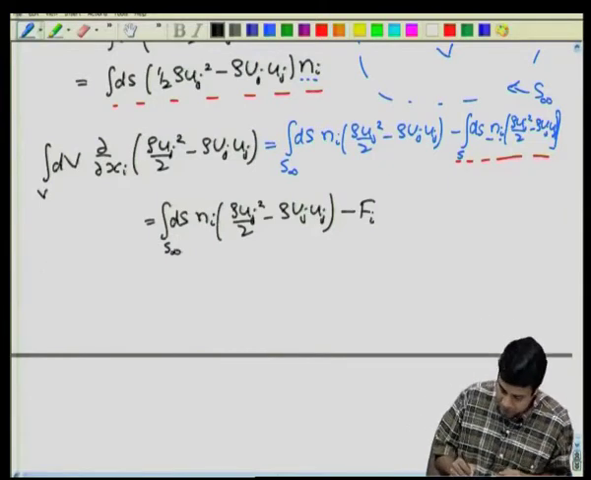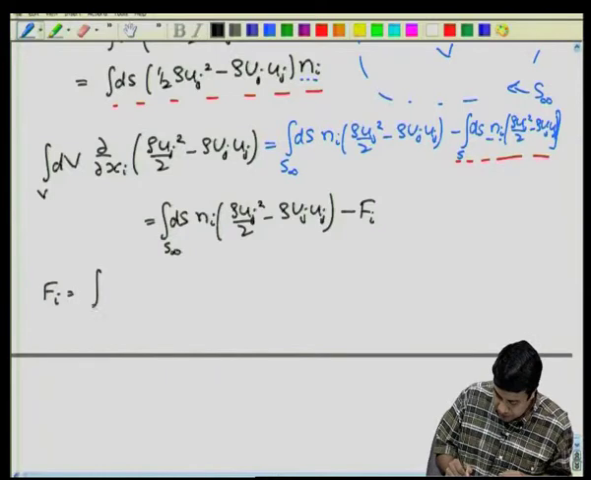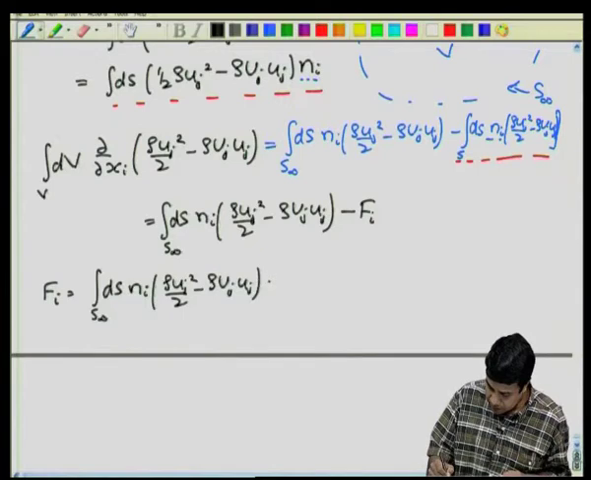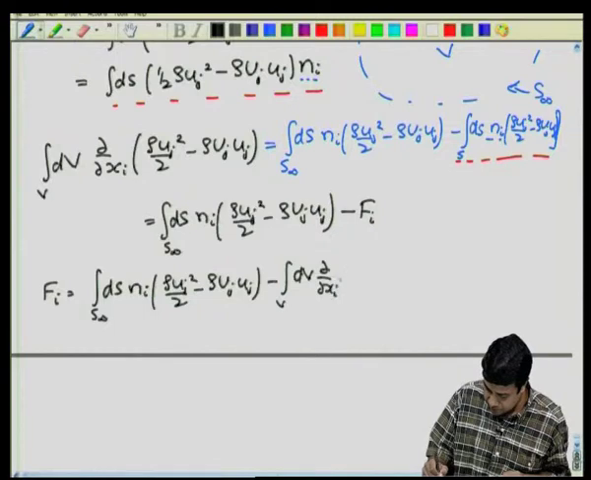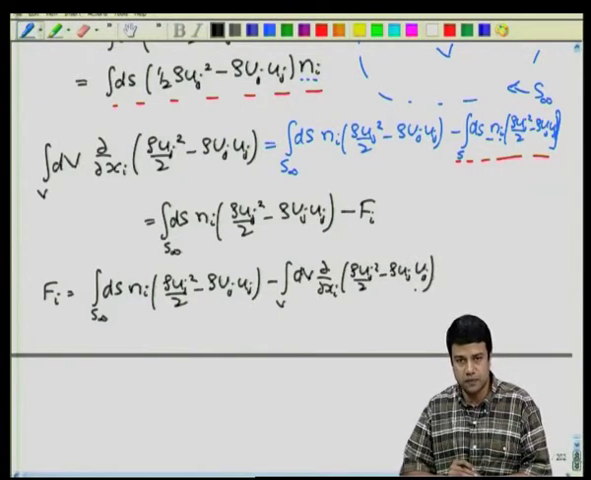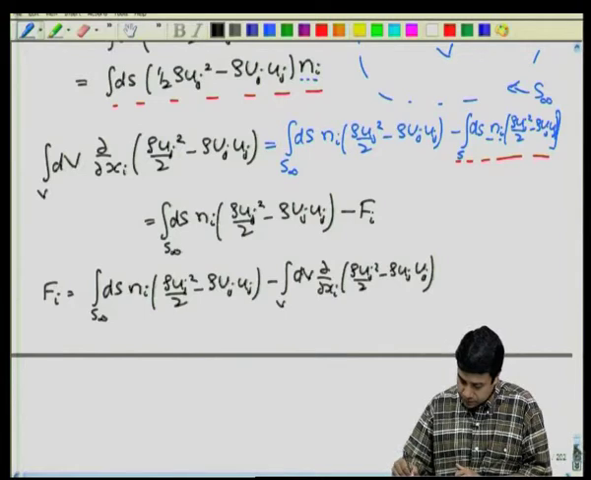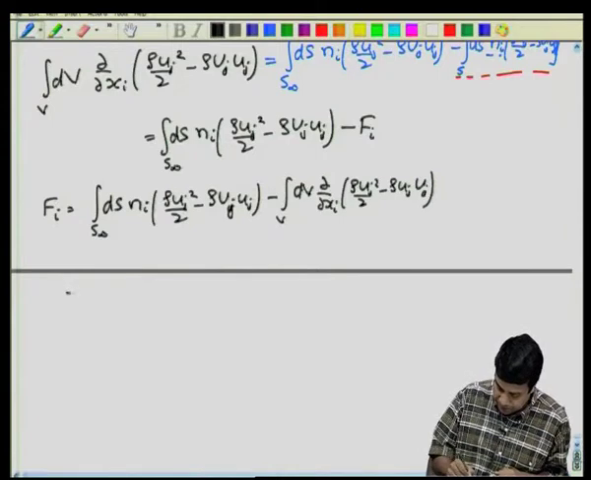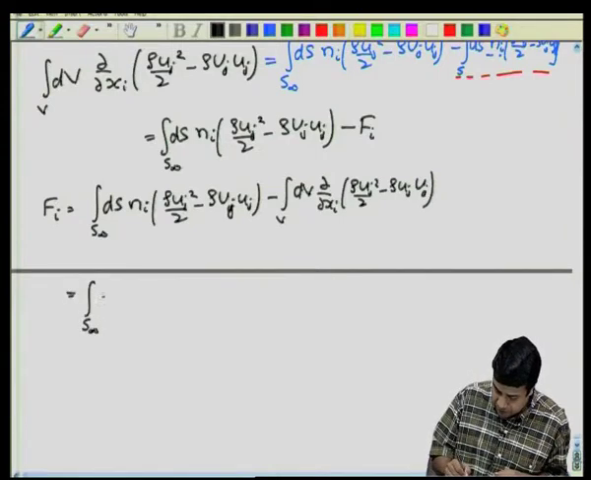So, therefore, this gives me F_i is equal to integral over the surface at infinity, minus the integral over the fluid volume. We can simplify this integral over the fluid volume by differentiating it.